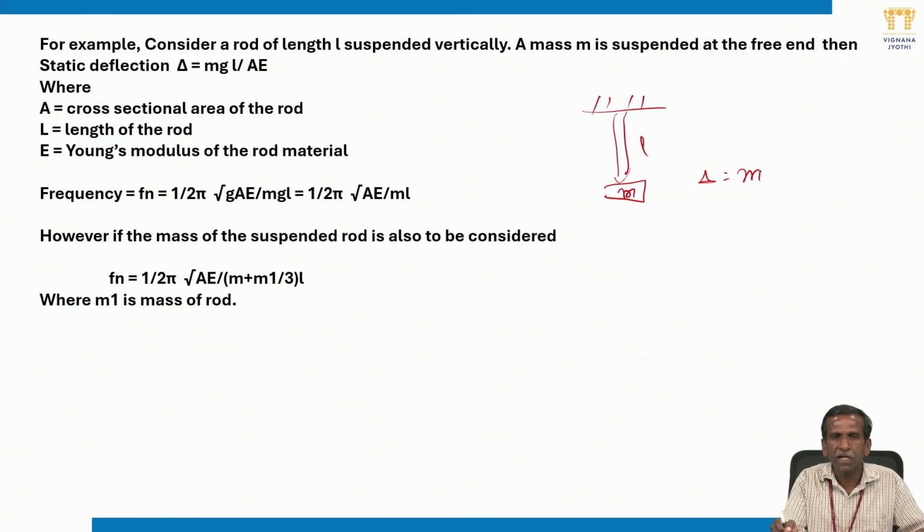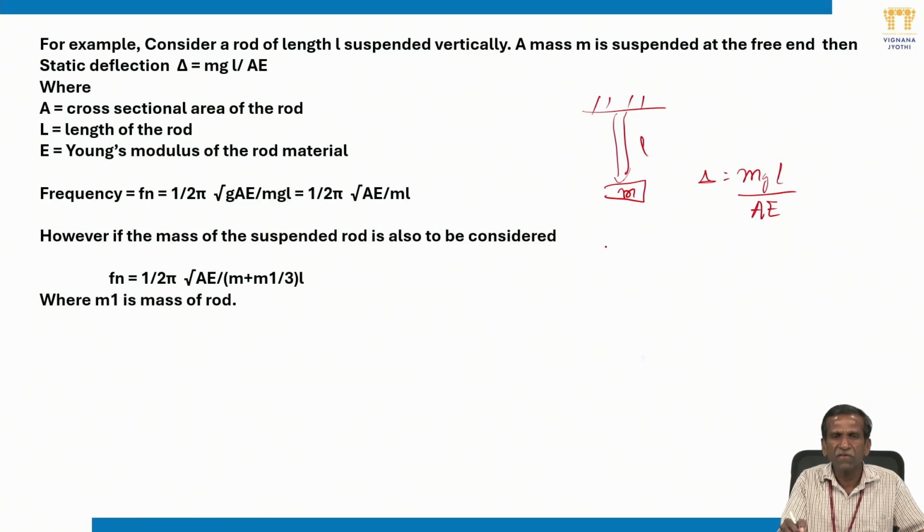Static deflection delta, you can write weight mg into L by AE. You are familiar with this equation: delta is equal to PL by AE or WL by AE. That is mg here, m is the mass attached, so mgL by AE, if you don't consider the mass of the rod. Here A is the cross-sectional area, E is Young's modulus and L is the length of the rod. You know very well, familiar with all these terms.